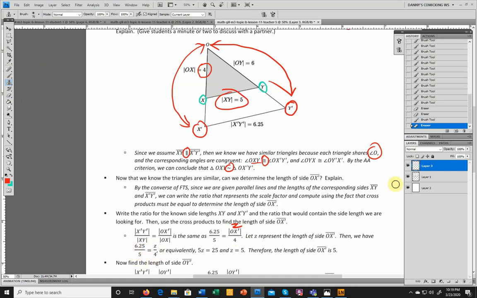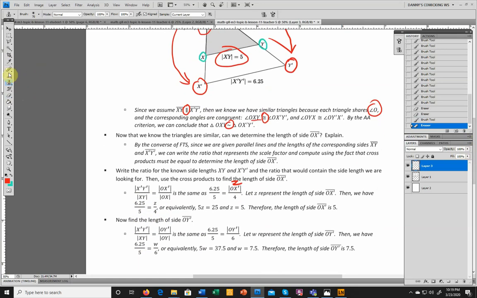So we have 6.25 over 5 equals z over 4. And we have the prime symbol here because it is our prime. Or equivalently, 5 times z equals 25. Why 25? Well, 6.25 times 4. And z equals 5. So, therefore, the length of OX prime is 5.